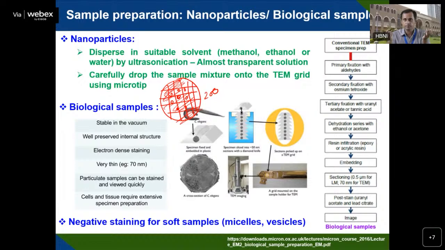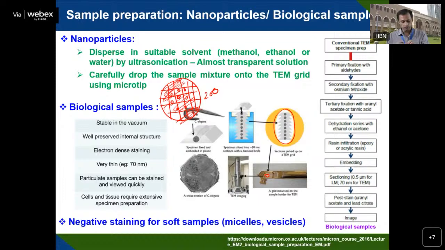But with a biological sample, you have to do a lot of staining processes. For ultramicrotomy, a biological sample has to first be mounted in epoxy resin or acrylic resin, and then you cut the resin to get a thin cross section. That cross section is then cut by ultramicrotomy to get a very thin cross section, and you can put it on this type of TEM slot grid, and you are able to see the structure of that.